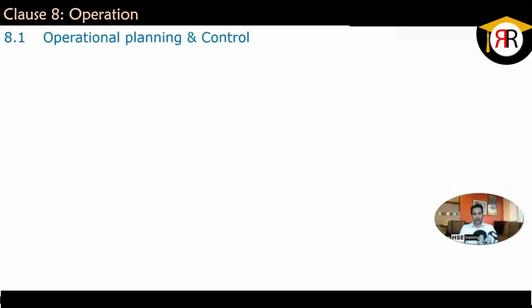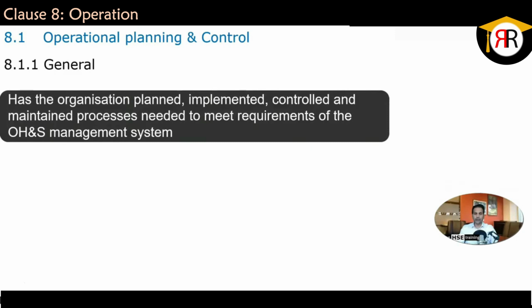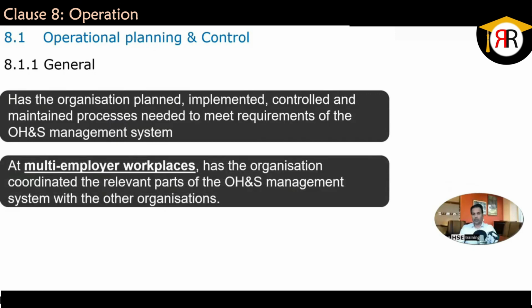Clause 8 and 8.1 is about operational planning and control. In general, has the organisation planned, implemented, controlled and maintained processes needed to meet the requirements of the management system? And at multi-employer workplaces, has the organisation coordinated the relevant parts of the management system with other organisations?